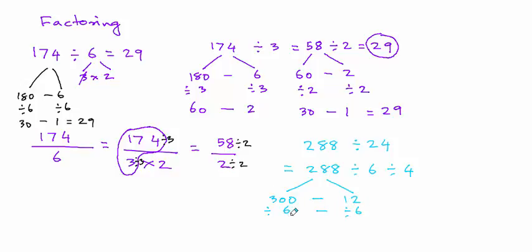30 divided by 6 is 5, therefore this is going to be 50 minus 12 divided by 6 is 2, and therefore the answer to this division problem, 288 divided by 6, is 48. So now you're going to divide 48 by 4, and you know the answer, that's 12. 4 times 12 is 48. So here you go, the answer to this division problem is 12. And probably now you know how useful this factoring method is.